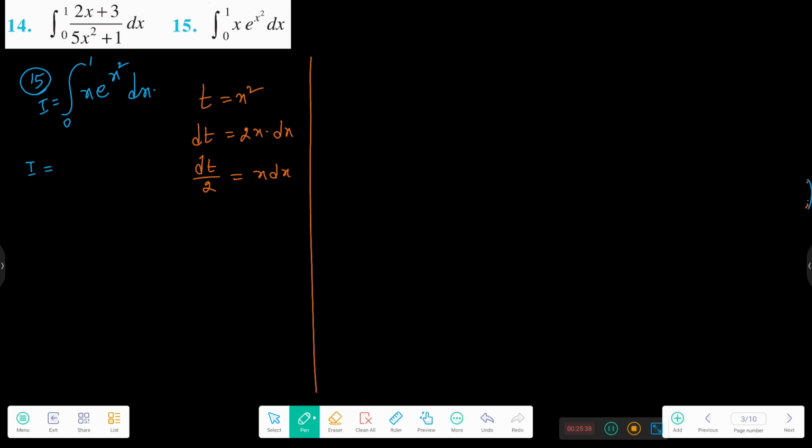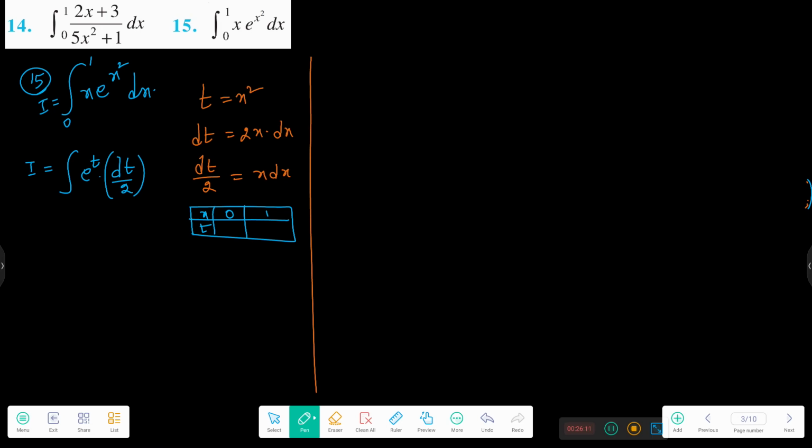So I equals integral of e^t into dt by 2, where x dx became dt by 2. Don't put the limits here, because the limits are given for x, not for t. When you convert into t, you have to convert the limits into t as well. This is x, this is t, and the limits 0 and 1 are given.